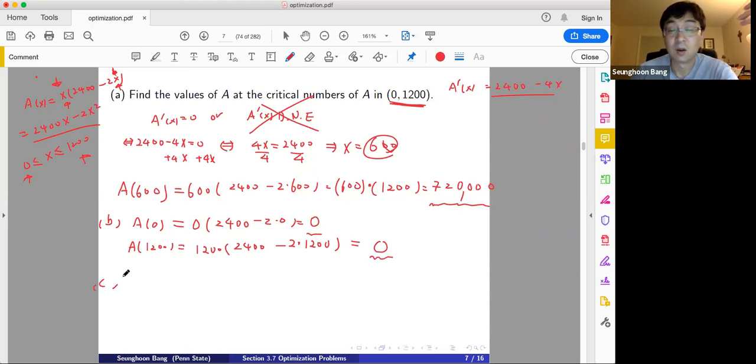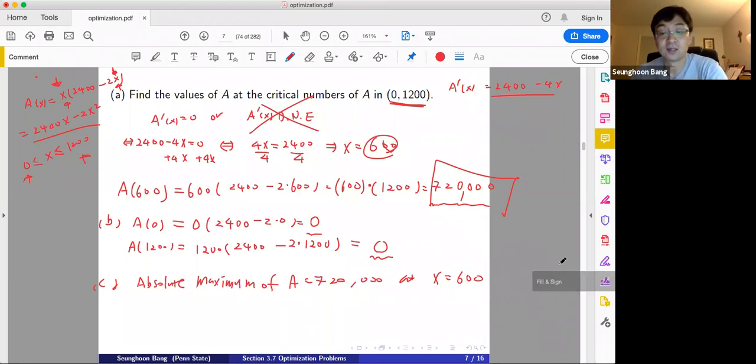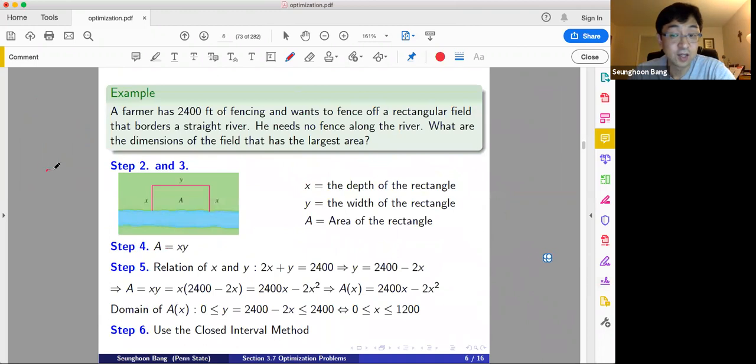What's C? What's the main problem? Maximize area. Right? So the absolute maximum of area is this one, at x equal to 600. So what's the question? The question is, what are the dimensions? Find X and Y. The X is 600.